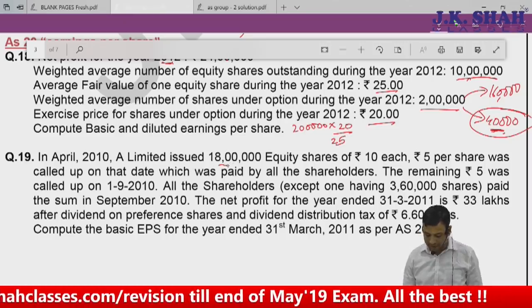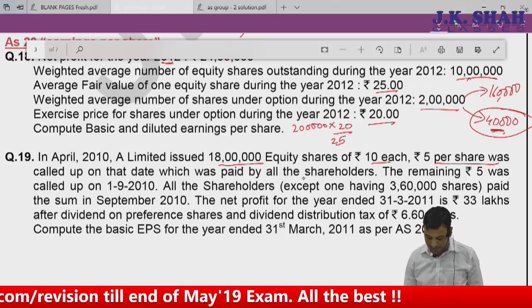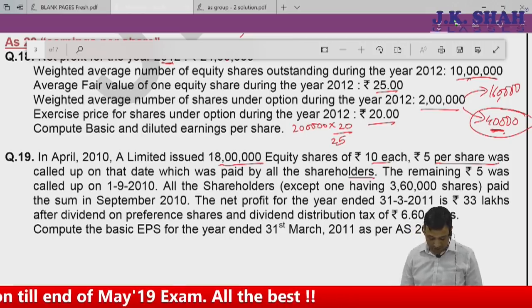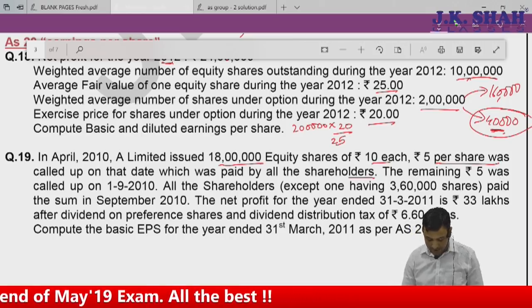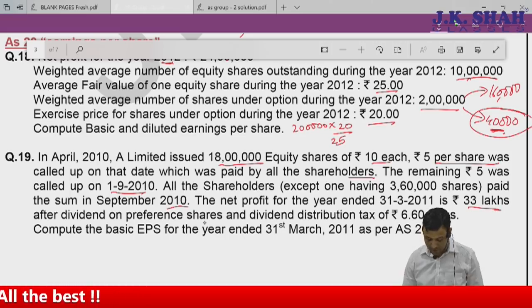A Limited issued 18 lakh equity shares of 10 each. 5 per share was called up on that date, which was paid by all the shareholders. The remaining 5 was called on 1/9/2010. All shareholders except one having 360 shares paid the sum in 2010. The net profit for the year is 33 lakhs after dividend on preference shares and dividend distribution tax of 6.60. Compute basic EPS as per AS 20.